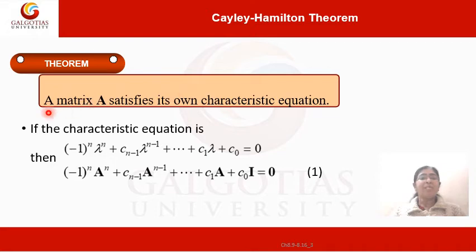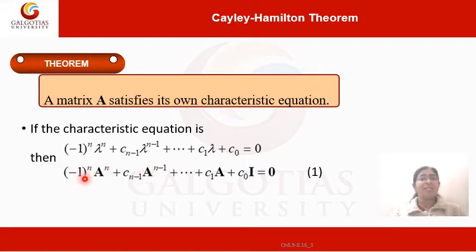Cayley-Hamilton theorem says that a matrix A satisfies its own characteristic equation. So if the characteristic equation is (-1)^n lambda^n + C_{n-1} lambda^{n-1} + and so on + C1 lambda + C0 = 0, then the matrix A will satisfy this equation.